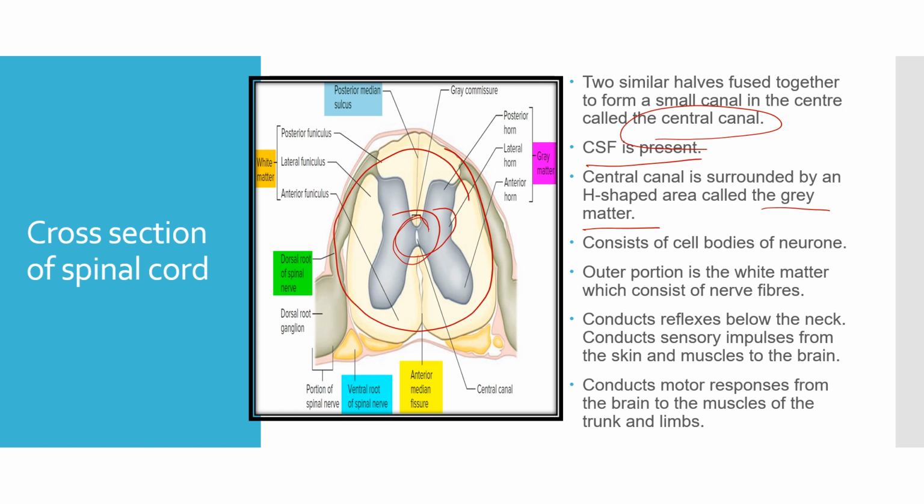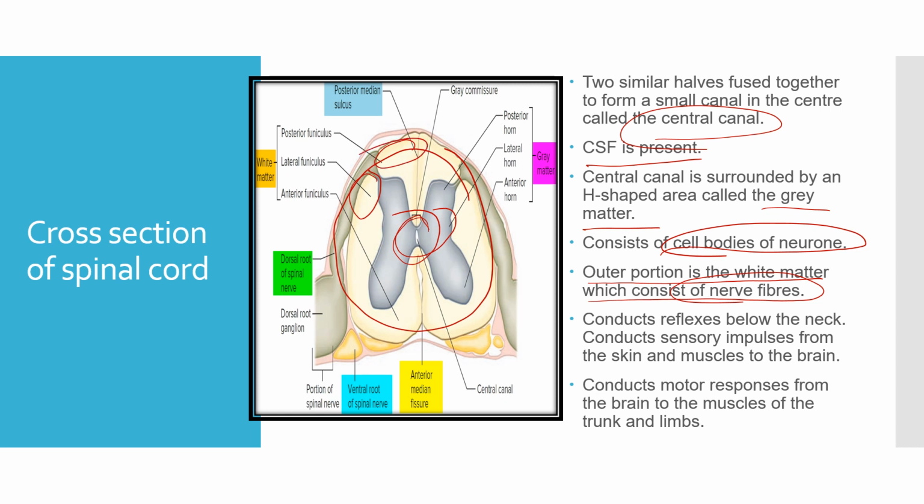The central canal is having cerebrospinal fluid, and it is surrounded by an H-shaped area called the grey matter, and it consists of cell bodies of a neuron. Now the outer portion is the white matter, which consists of the nerve fibers.